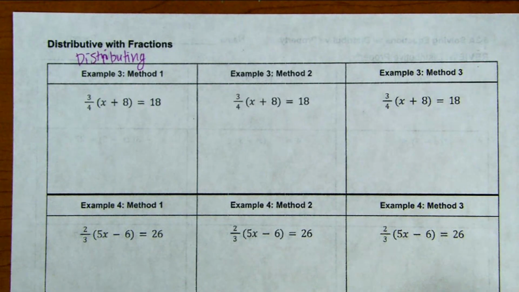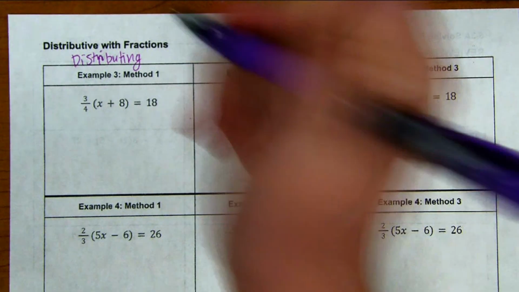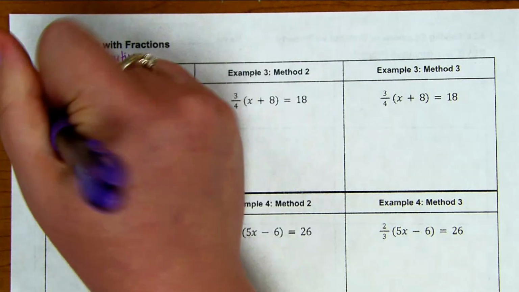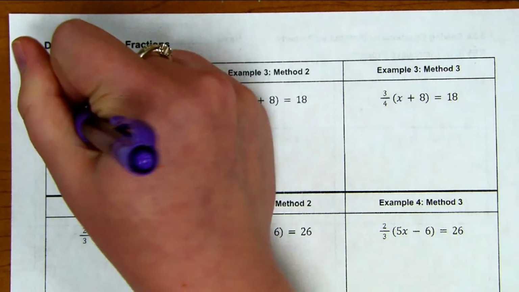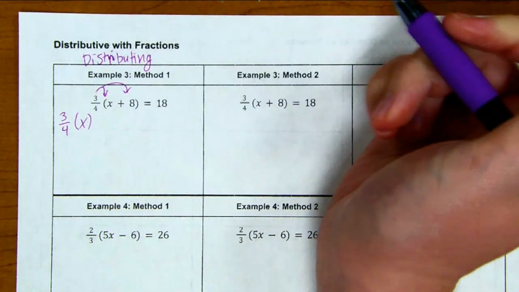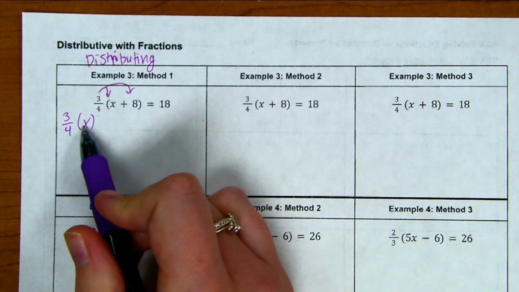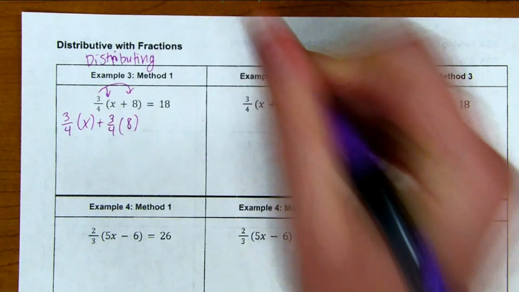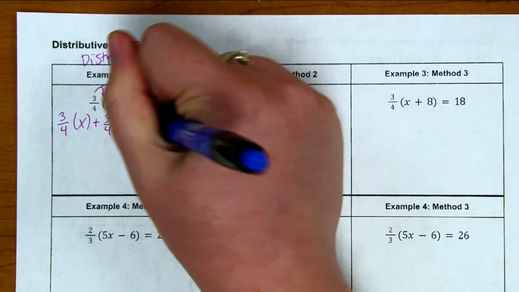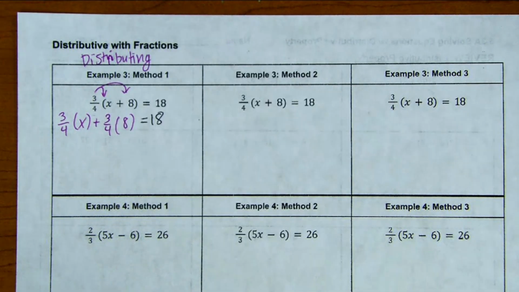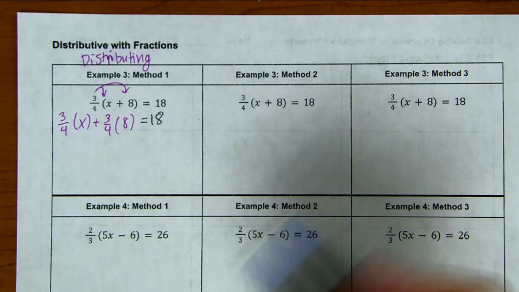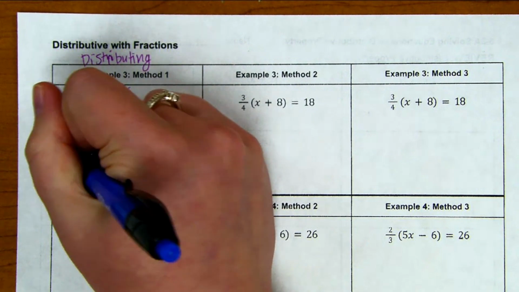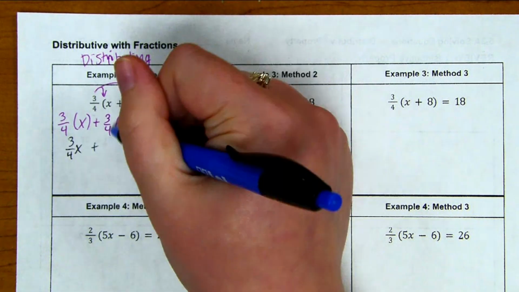Well, if I'm writing out that distribution step, that's where I show I'm taking whatever is out front and I'm multiplying that to each of the terms inside the parentheses. So we have 3/4 times x plus 3/4 times 8. And then we still have that this equals 18. All right, now I can go ahead and do this multiplication. 3/4 times x is 3/4 x plus 3/4 times 8. I'm going to put this as 8 over 1.